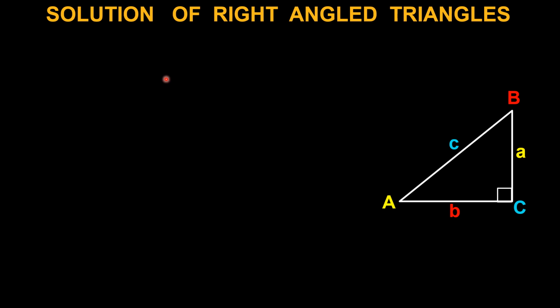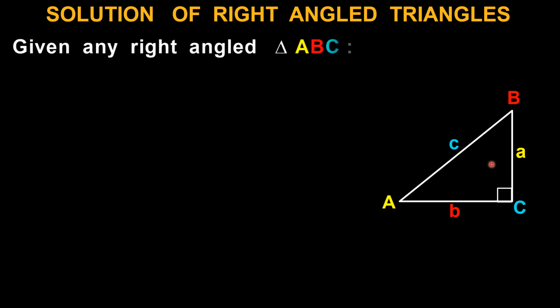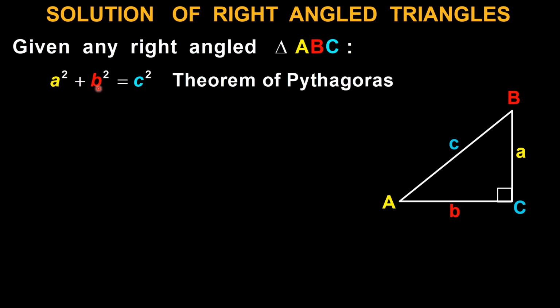Now, if we are given any 2 sides in a right angle triangle, we can always work out the length of the 3rd side, making use of the theorem of Pythagoras, right? So if I have a and b, I can work out c. If I have b and c, I can calculate a. So in a right angle triangle, if you have 2 sides, you can always work out the 3rd side.